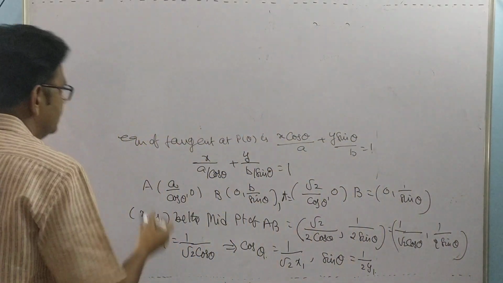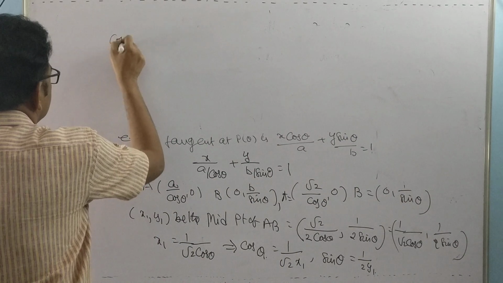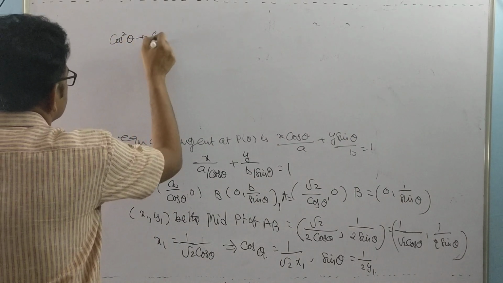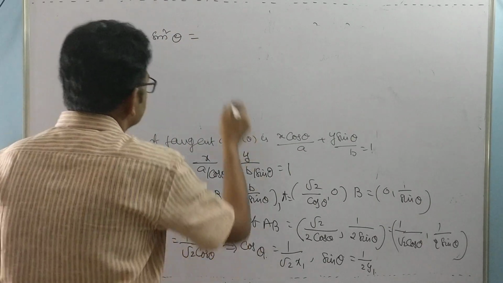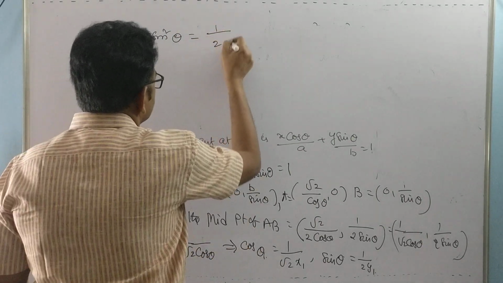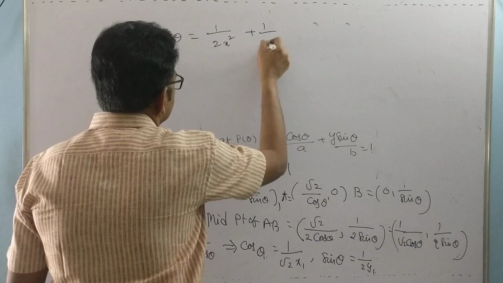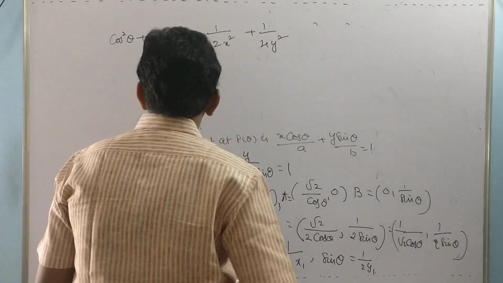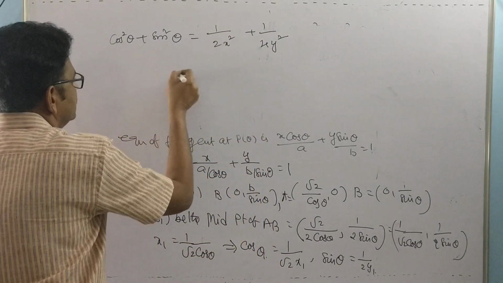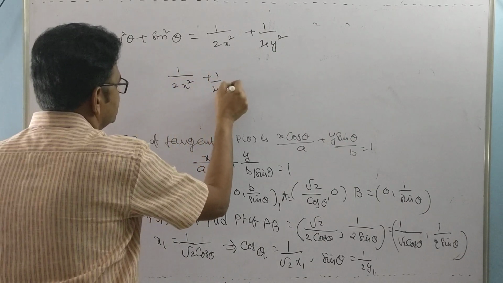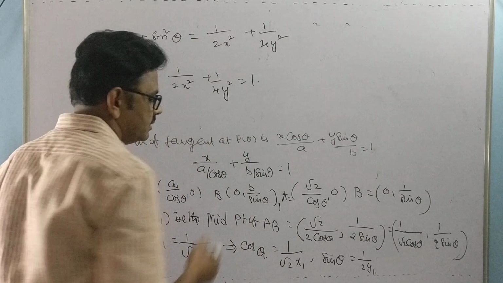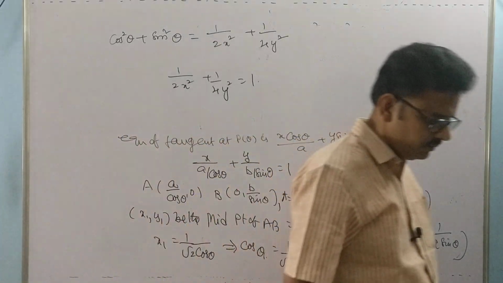Therefore, squaring and adding, cos square theta plus sin square theta is equal to, so this is x square by 2 plus y square by 4 is equal to 1. So the locus is x square by 2 plus y square by 4 equal to 1. That is the locus of the midpoint of AB.